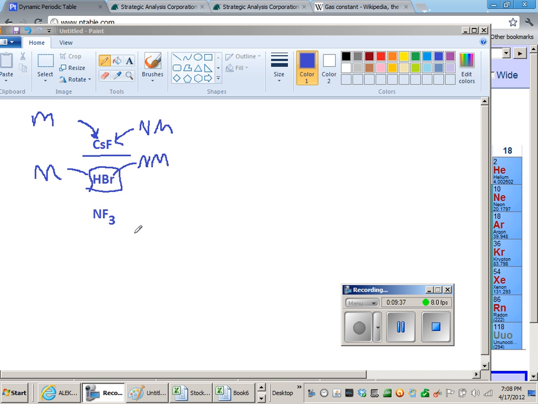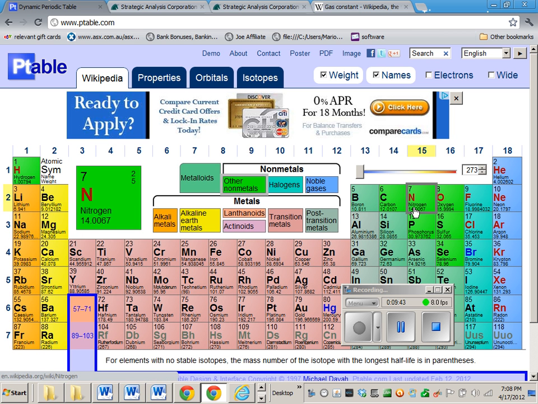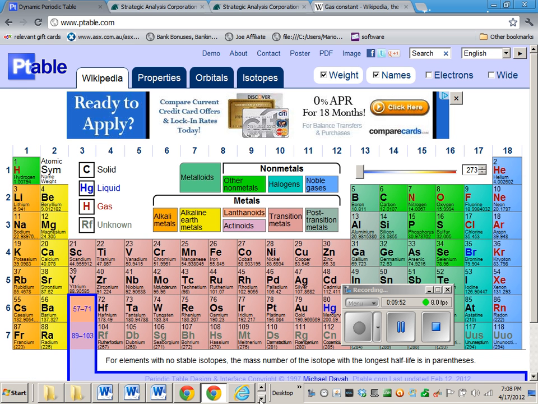Finally, NF3, these are both nonmetals. If I go look at the periodic table, I see that N is here. It's on the right-hand side. Fluorine's here. It's on the right-hand side. They're both classified as nonmetals or halogens, so they're both nonmetals. They're both accepting electrons or sharing electrons in this case. So that's a molecular bond.